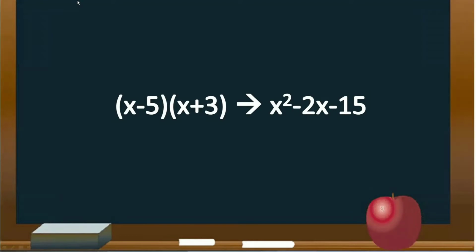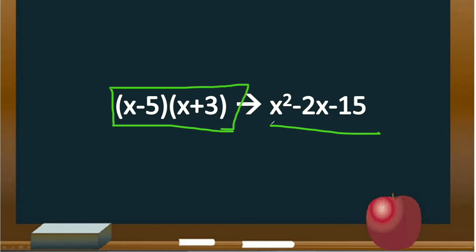Let's have an example. Let's say we have x minus 5 and x plus 3. These are called factors. And x squared minus 2x minus 15. These are called equations. So there are two questions that your professor might ask you. Una, ano ang equation given the factors? And what are the factors given the equation? So there are different methods to do that.